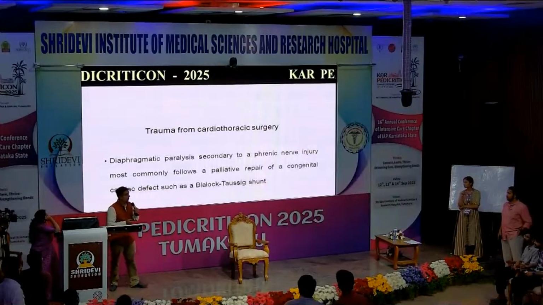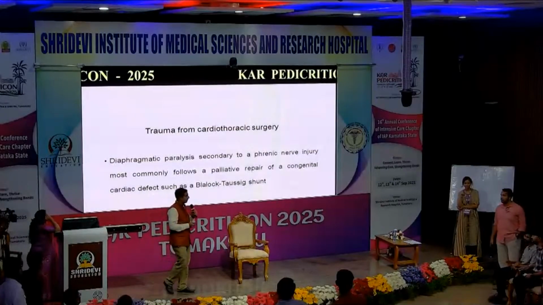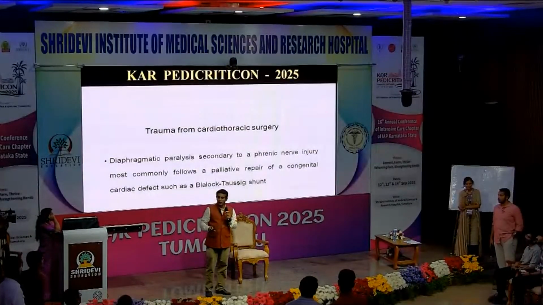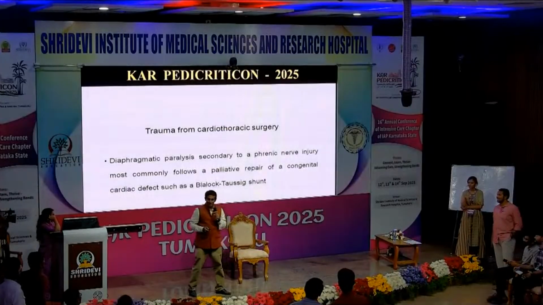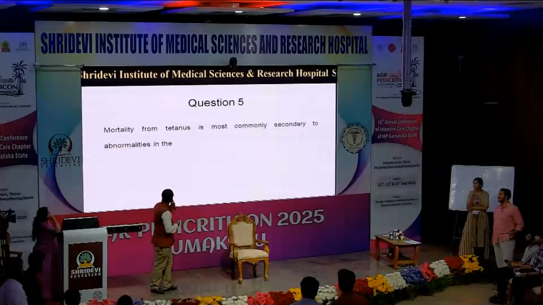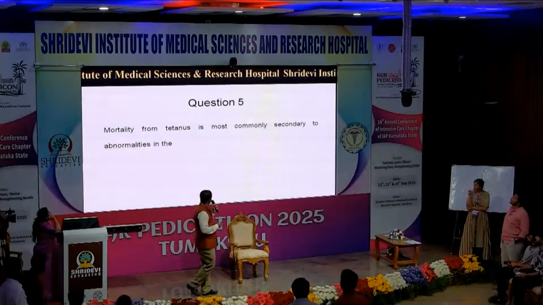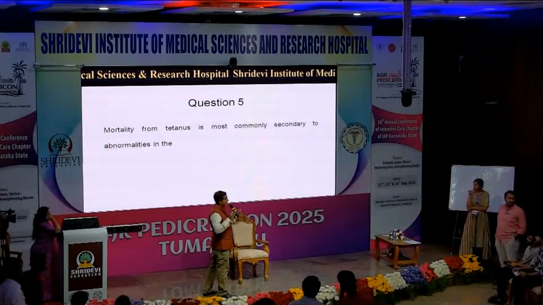So next team, E. You ready? This round seems to be a little up and down here. Okay, fine. I thought this round would be easier. Fine. Okay, the question starts now. Mortality from tetanus is most commonly secondary to abnormalities in which system?